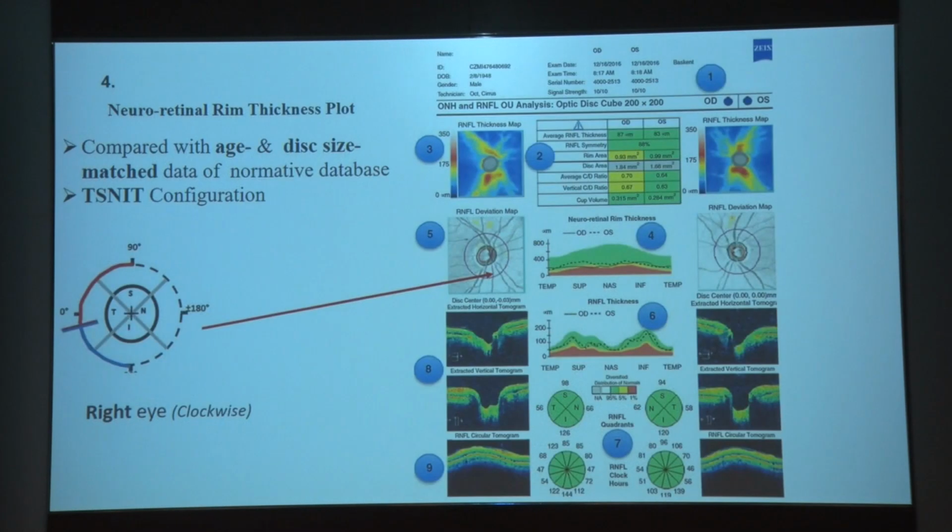Color code A is without any normative database. Then we have the NR thickness block. Number four is the neural retinal rim thickness plot. It is compared with the age and disc size matched normative database, and this follows the DISNET configuration.